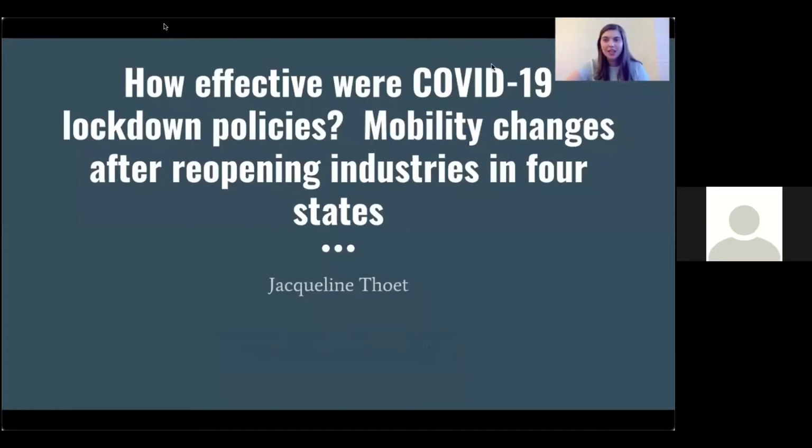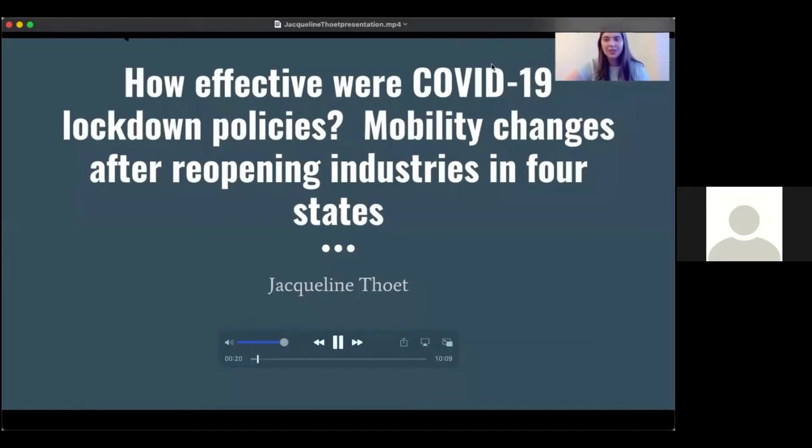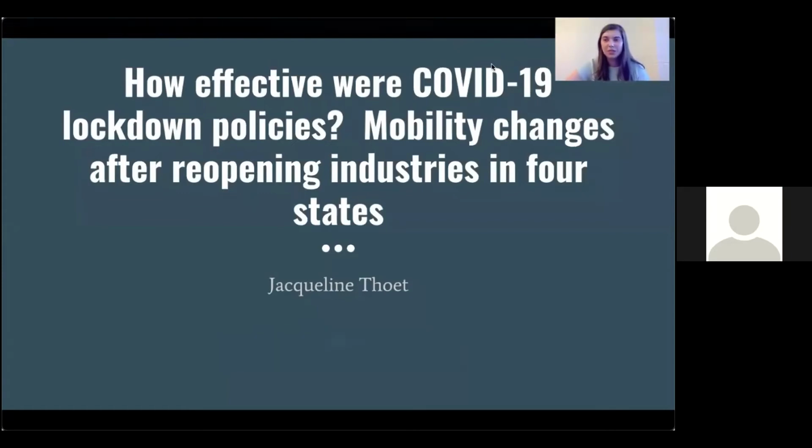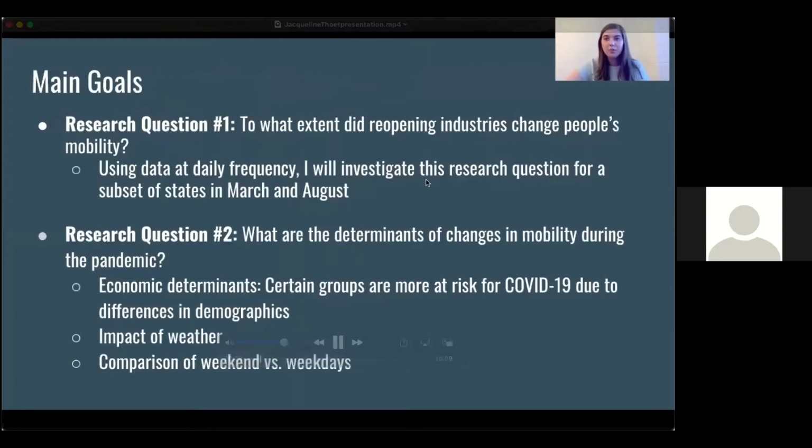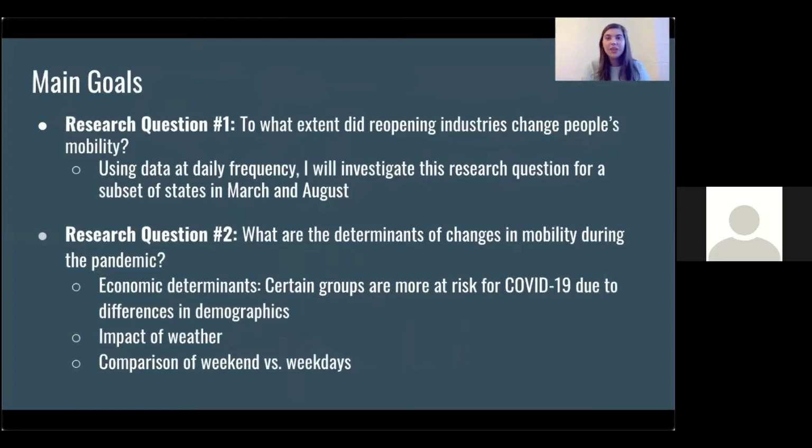For my project, I set out to examine how differences in policies between states affects people's mobility in 4 states: New York, Pennsylvania, South Carolina, and Maryland. For my research project, I had 2 main goals. The first was, to what extent did reopening industries change people's mobility?